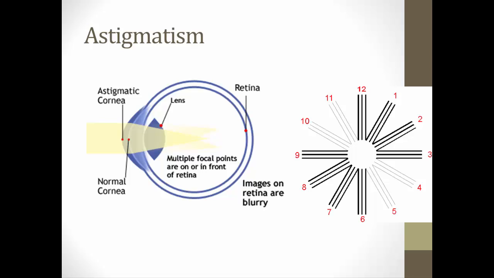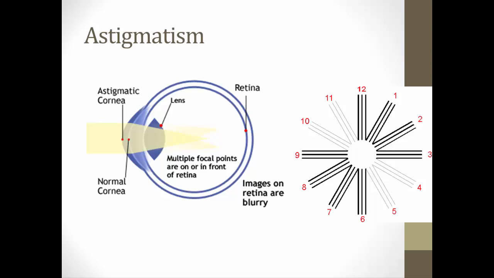A person with astigmatism, though, doesn't have that equal curvature. Their cornea or lens is shaped more like, say, a football. From end to end of the football, the arc isn't very great, but around the middle of the football, you've got a much stronger arc. What that does then is it gives multiple focal points on the retina.